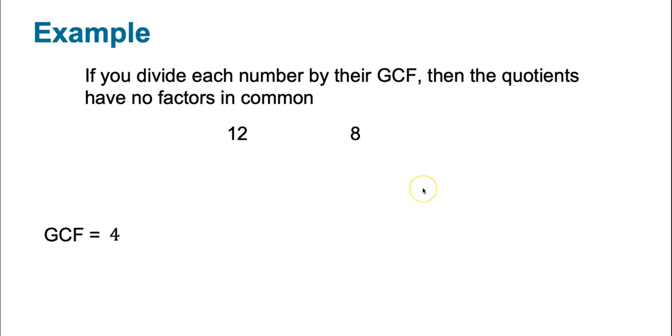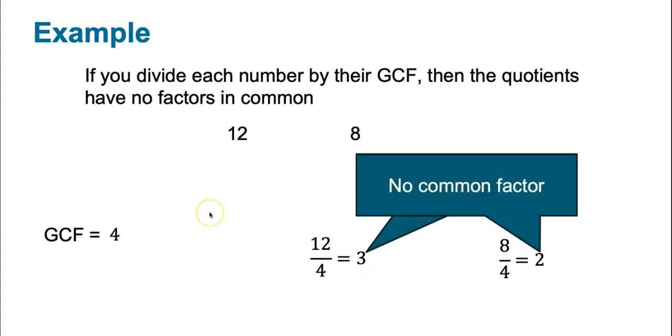One of the meanings of GCF is that's all the factors that are in common between the two numbers. So if you remove that common factor, i.e. divide by that GCF, the result, which we call the quotient of that division, will have no factors in common. So let's say we divide 12 by the GCF 4, divide 8 by the GCF of 4, which gives us 3 and 2 respectively, and 3 and 2 have no common factor. If they did, that would be an indication that we did not correctly find the GCF.